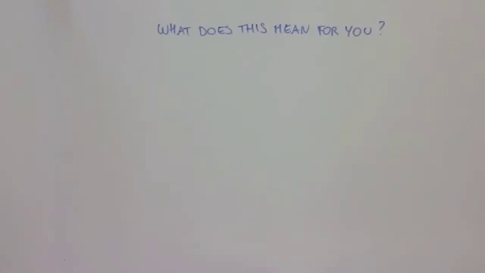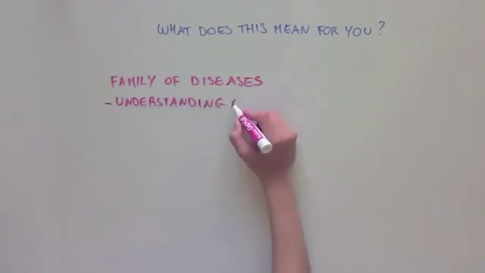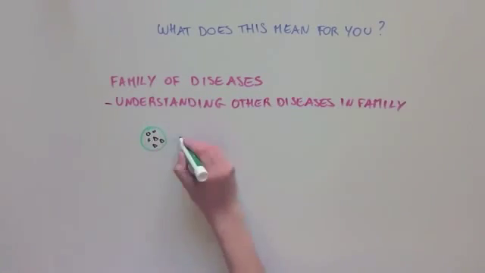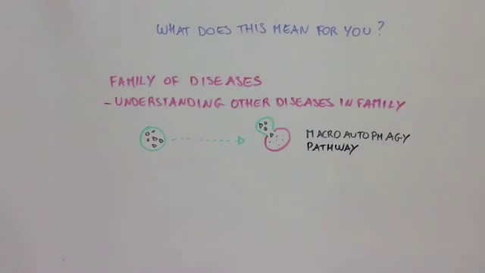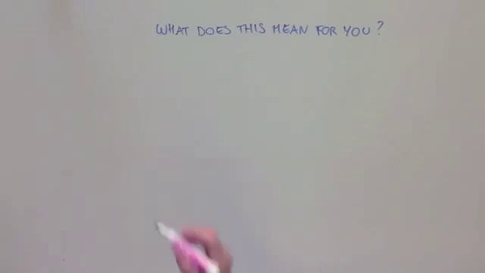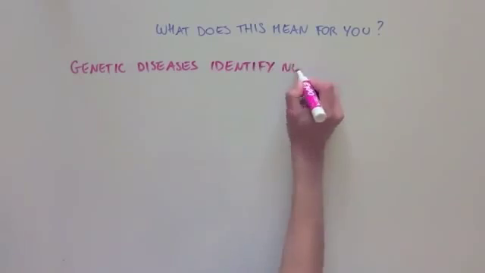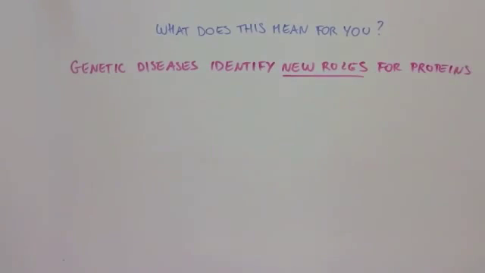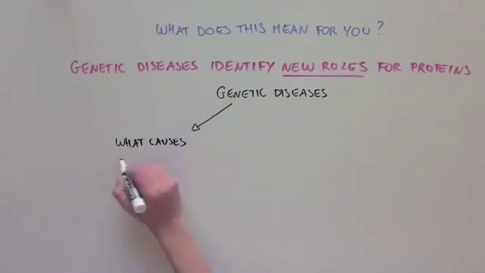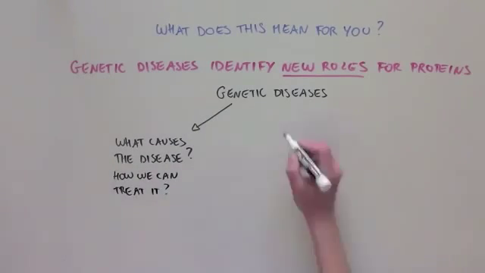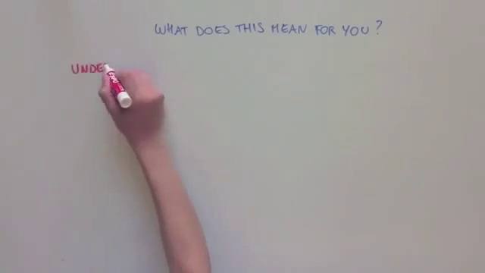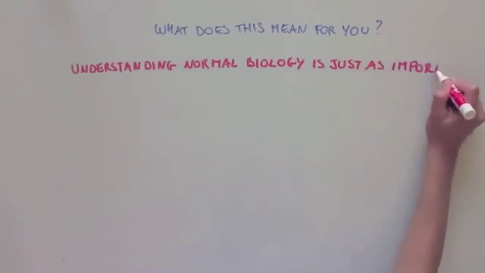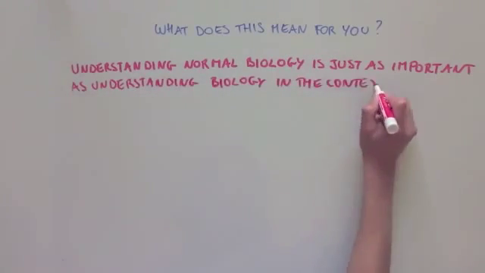So what does this mean for you? Because ML4 is part of a family of diseases, the results of this study can also provide the basis for understanding other diseases in the family. Maybe the macroautophagy pathway is common to lysosomal storage diseases in general, and it certainly seems to be the case based on other studies. In addition, genetic diseases such as ML4 often identify new roles for proteins. So studying genetic diseases can provide clues as to what causes the disease and how we can treat it, but also provide an understanding of the role of proteins in normal biology in the absence of disease. So understanding normal biology is just as important as understanding biology in the context of disease.